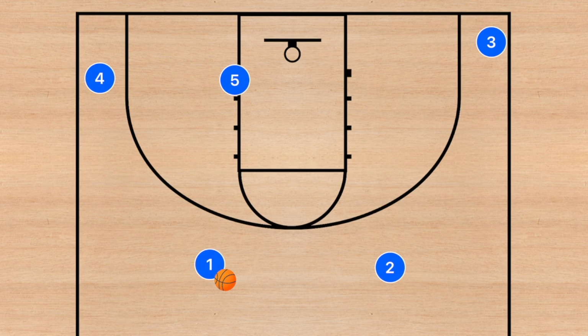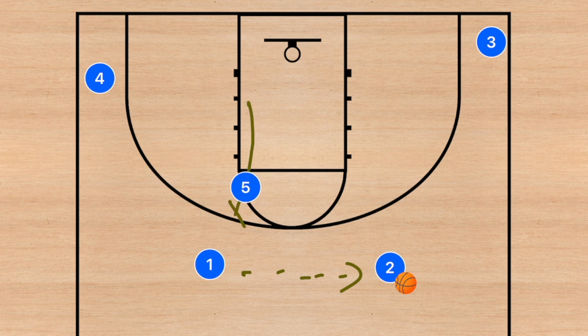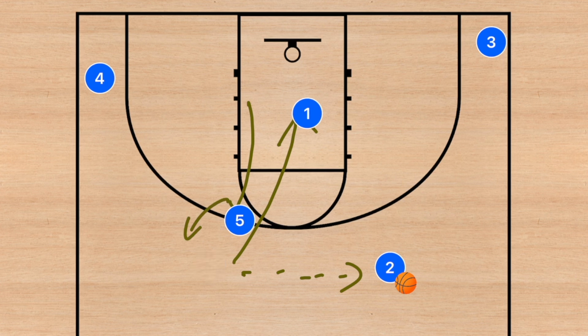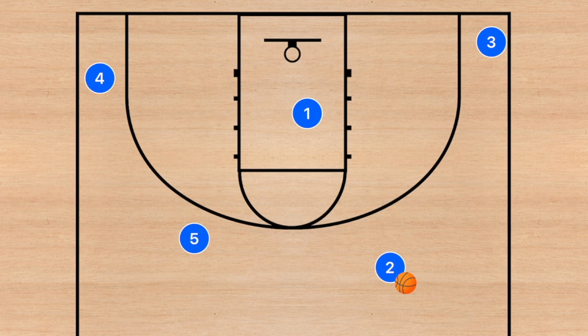Another simple play that I like to run with a 4-out, now player 5 could be in the high post as well, but let's say we're starting him in the low post, is the pass across the point, and then player 5 coming up and setting the back screen on player 1, who then cuts to the basket. After that screen, player 5 is going to pop out, so now this is going to give player 2 multiple options. He could pass over to player 1. He could also pass to player 5, depending on what the read is.